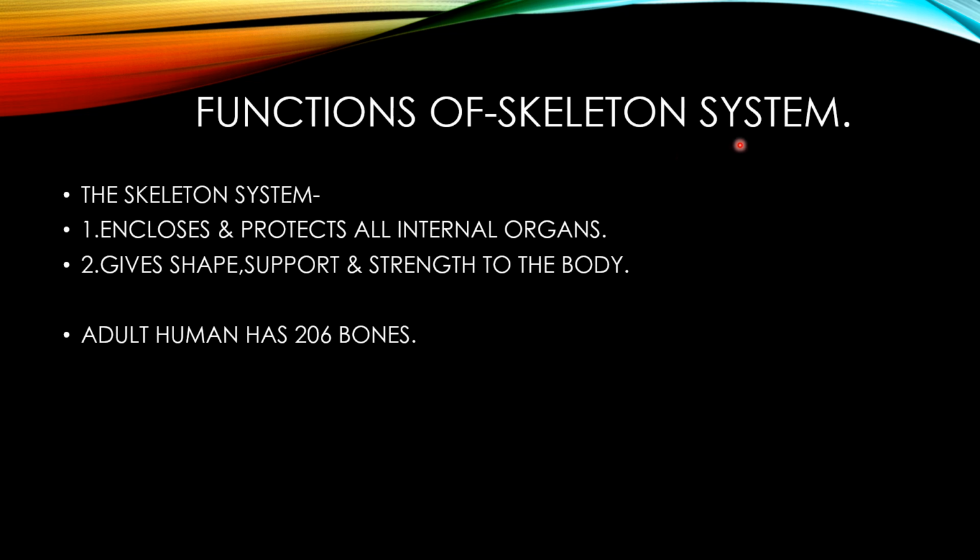Coming to the functions of the skeletal system, it encloses and protects all the internal organs. So the main function is to protect and enclose all the internal organs of the body. Second, it also gives shape, support and strength to the body. An adult human has 206 bones.